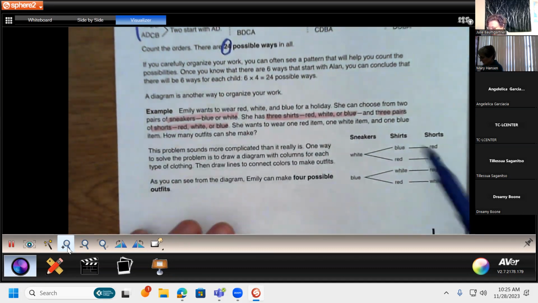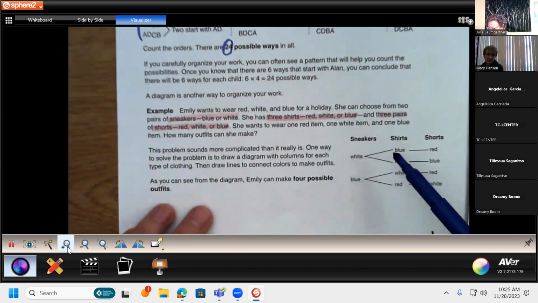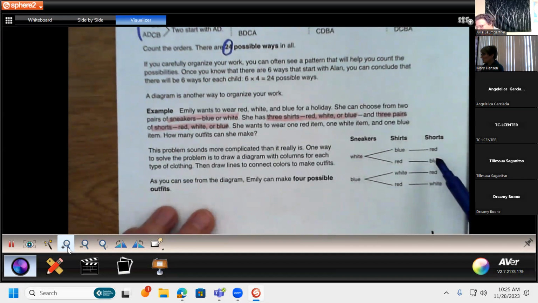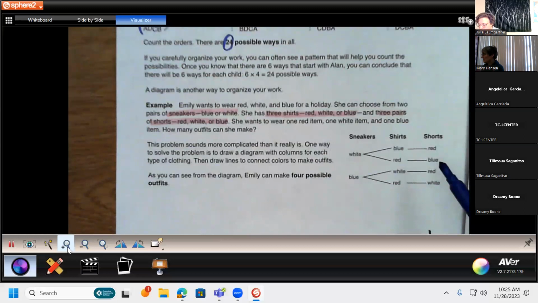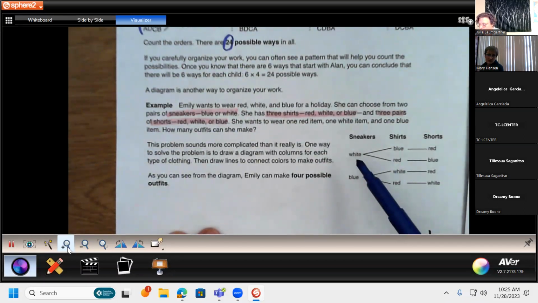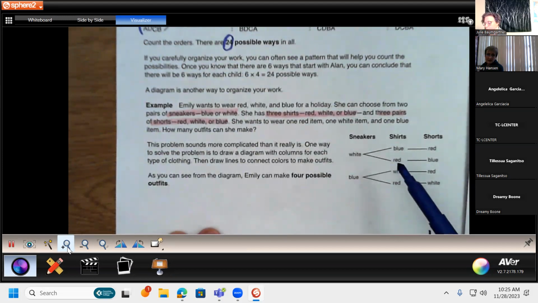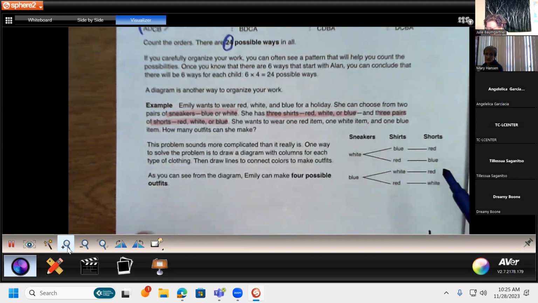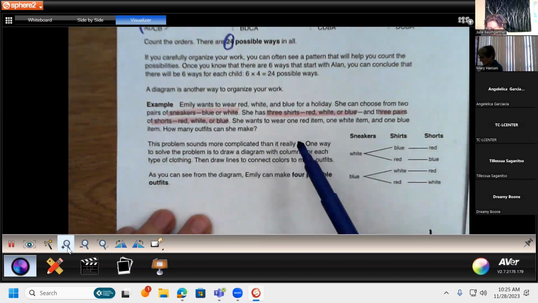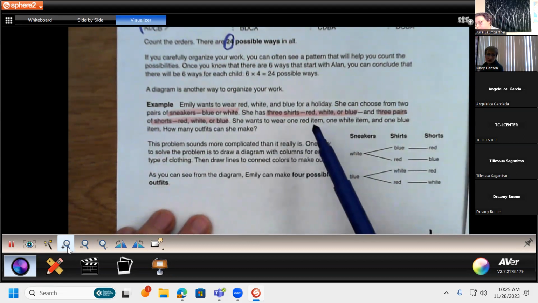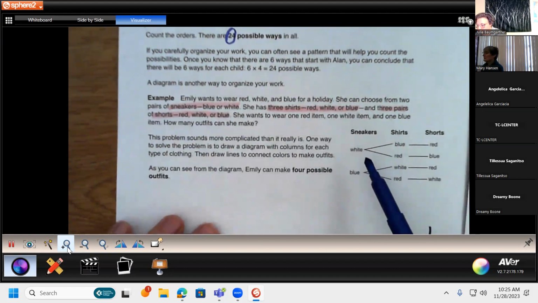And so if she pairs the white sneakers with the blue shirt, then her only choice for shorts is red because she wants to wear red, white, and blue. But if she pairs those white sneakers with the red top, then she'll wear the blue shorts because she wants to wear red, white, and blue. So she's not going to pair the white shirt with the white sneakers because then she won't have on red, white, and blue.